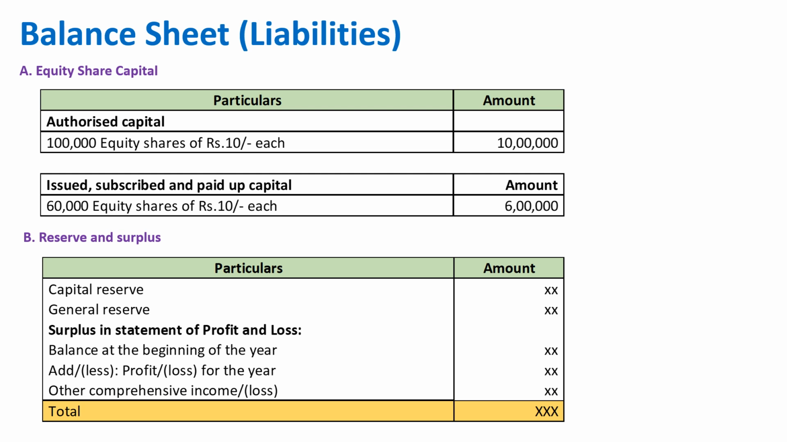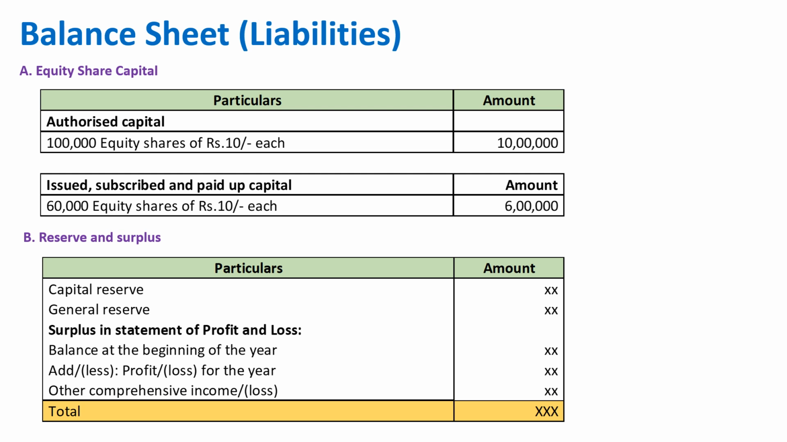Now, reserve and surplus. Under reserve and surplus, you will have different types of reserves, like capital reserve, general reserve, and then surplus in the statement of profit and loss. When you prepare the profit and loss account, you will have a profit or loss that has to be transferred to the equity fund, under reserve and surplus.